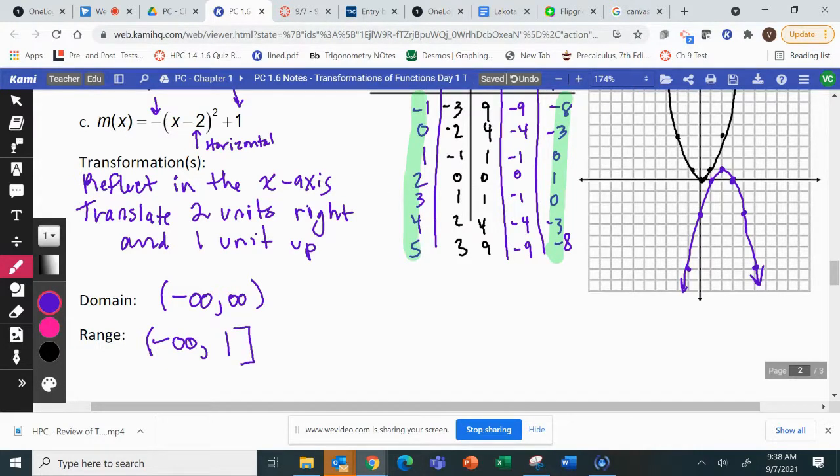Where students will make a mistake is they will put the 1 first and then the -infinity because they're thinking about just going down. But we put this in order from least to greatest. So we need to put the -infinity first.